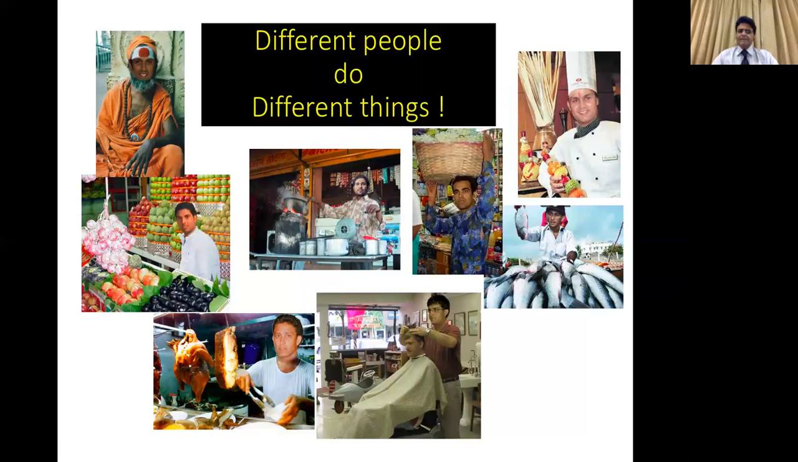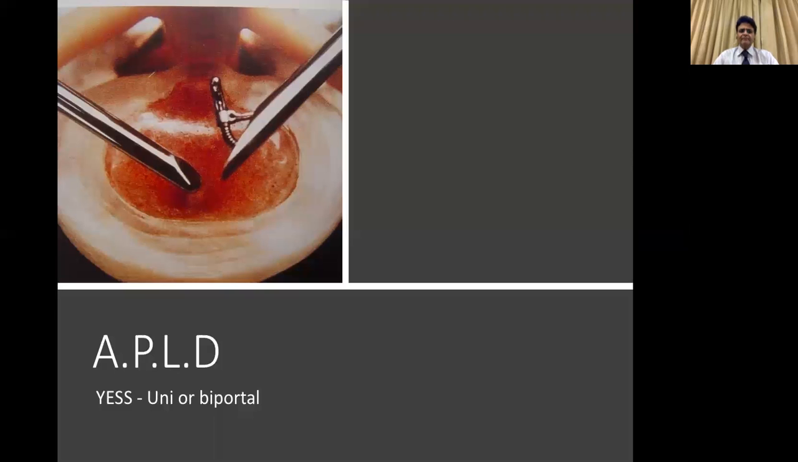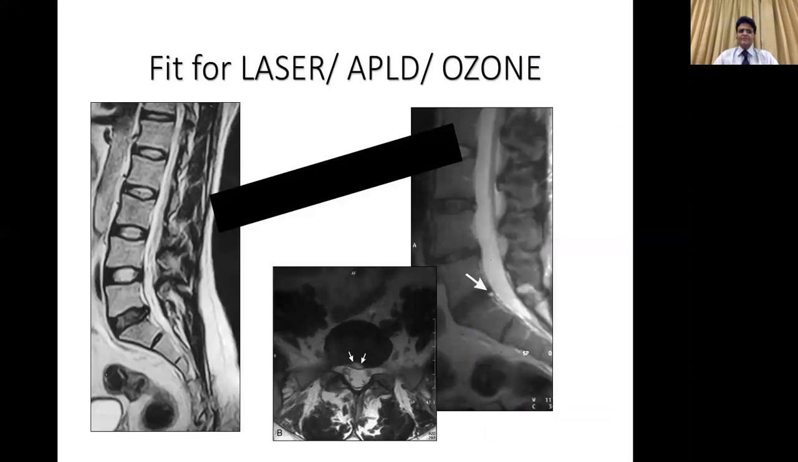Surgically, different people do different things. Do what works best in your hands. Disc deflation, laser, APLD, chemonucleolysis, ozone. These are percutaneous procedures which just shrink the nucleus pulposus. Truthfully, I am not very, very keen on these procedures.